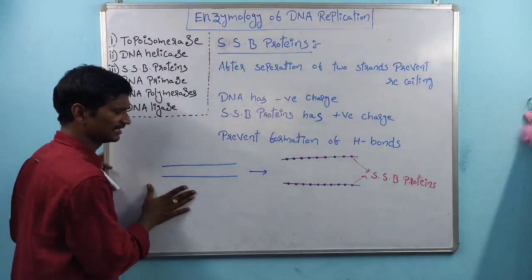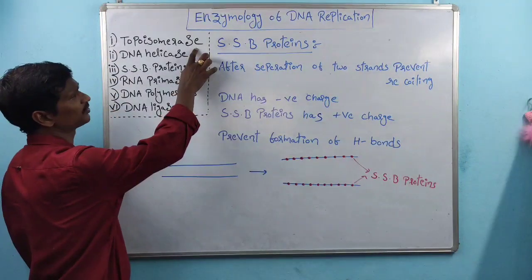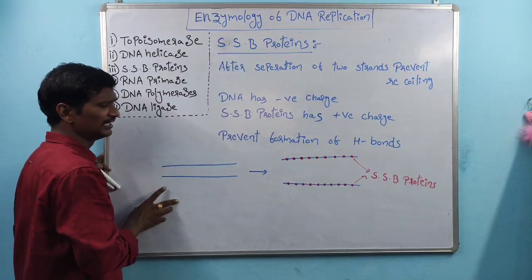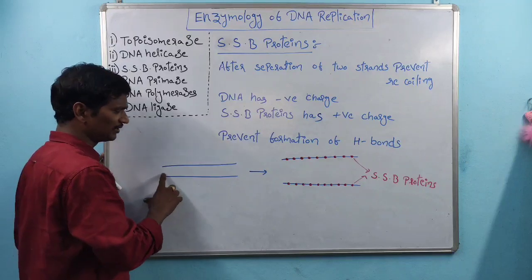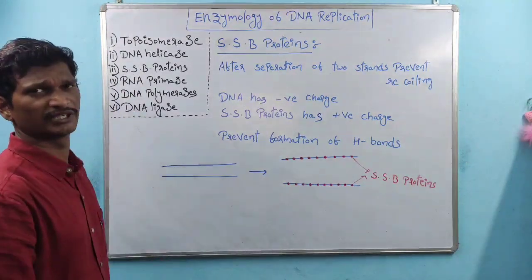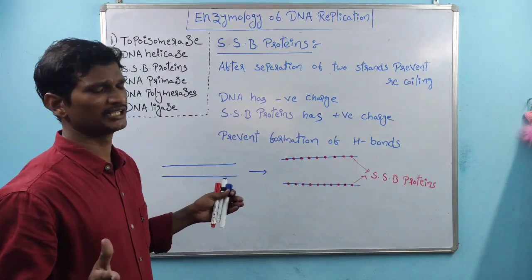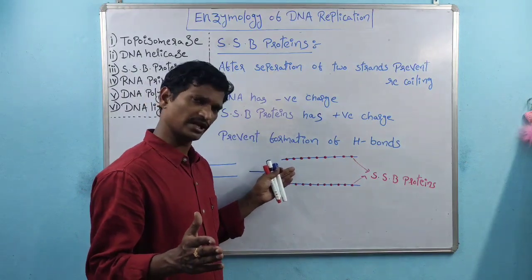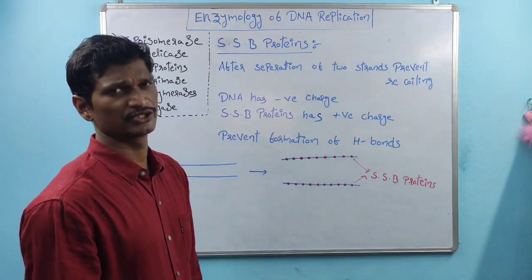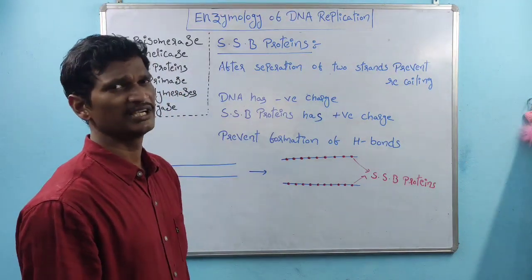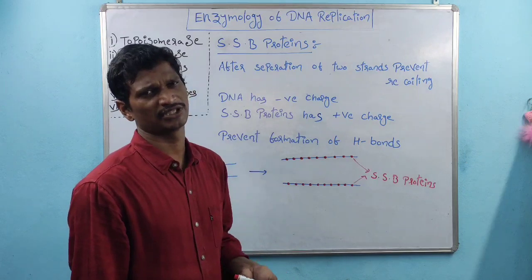Here, this is one double helical DNA. The DNA contains helix-like structures, which are removed by the topoisomerase enzyme. Next, the DNA helicase enzyme binds to the DNA template and cleaves the hydrogen bonds. Once the hydrogen bonds are cleaved, the two strands are separated. After the separation, the reassociation of the two strands is prevented by SSB proteins.